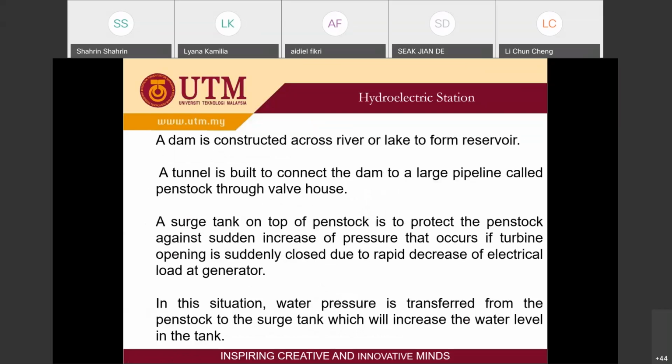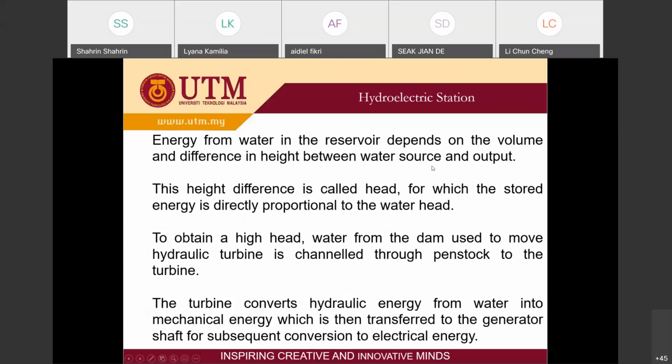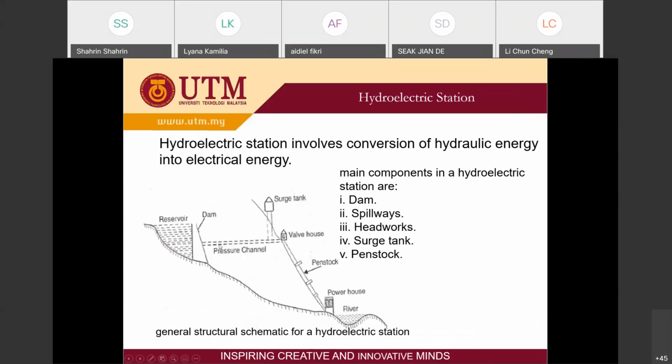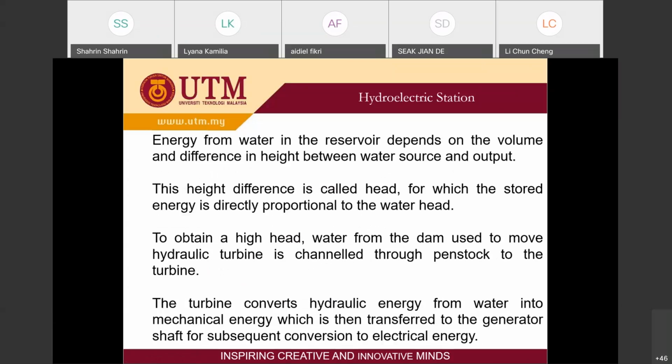So this is just the theory. I think most of you know about hydroelectric, where a dam is constructed across a river or a lake to form a reservoir. The energy from the water in the reservoir depends on the volume and the difference in height between the water source and the output. So this is the water level and this is the output. The energy depends on the water volume and the difference in height to the generator here.